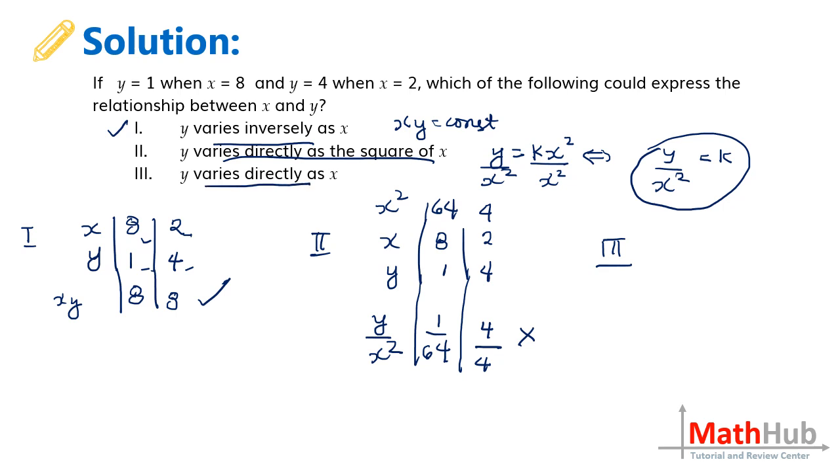Alright, let's look at 3. y varies directly as x. So that means y over x is constant. Let me just erase that. Okay, we have y over x is constant. Maybe I can just put it here, 3. y over x. So here my y is 1, x is 8. For this one, my y is 4, x is 2. So it's not true. 1/8 is not the same as 4 over 2, or 2. So therefore, the answer is 1 only.